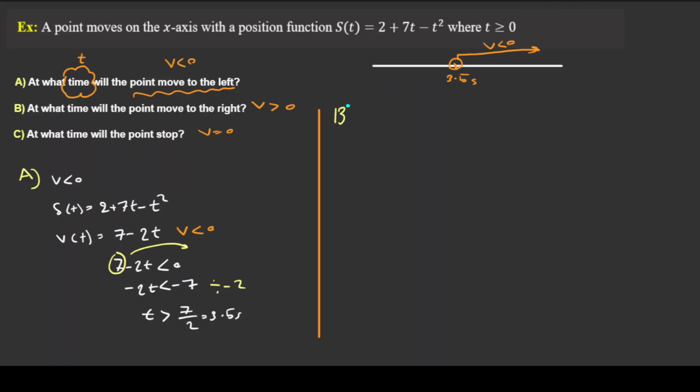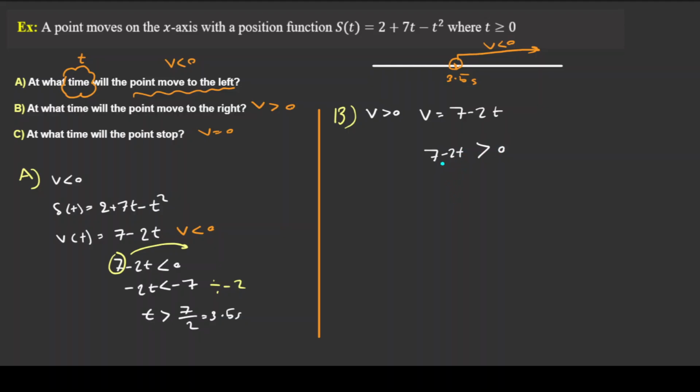Part B. At what time will the point move to the right? Move to the right, so when velocity is positive. We do have velocity, and we just found velocity, which is 7 minus 2t. So 7 minus 2t greater than 0.